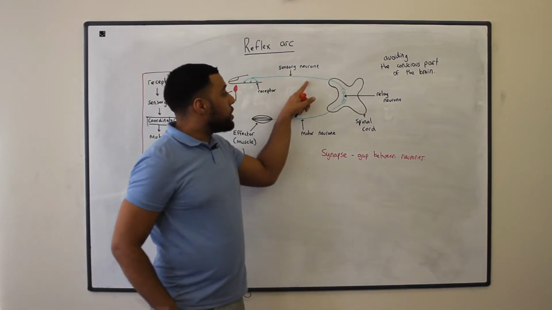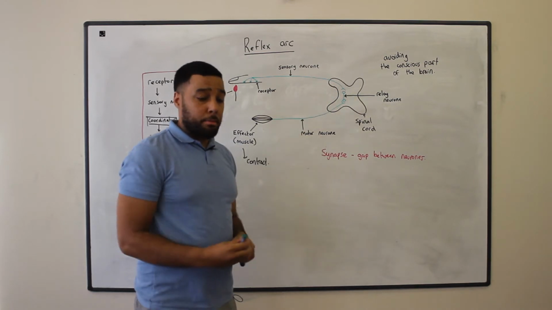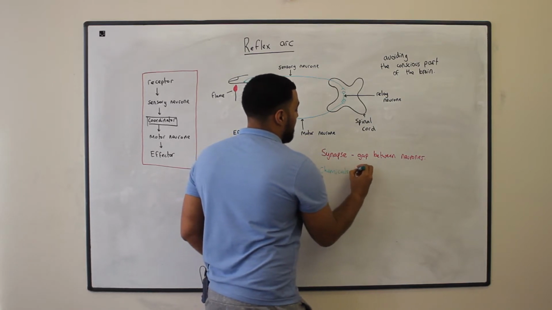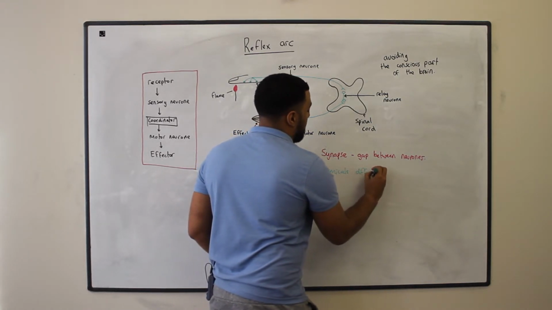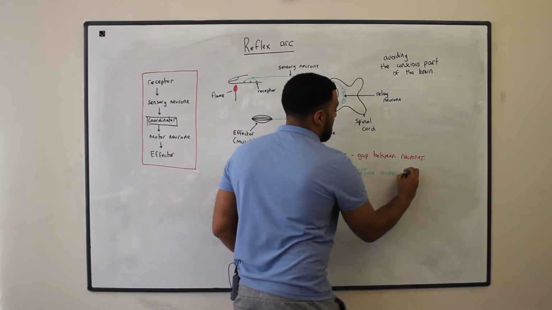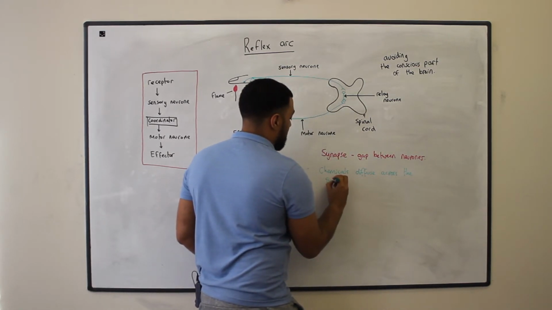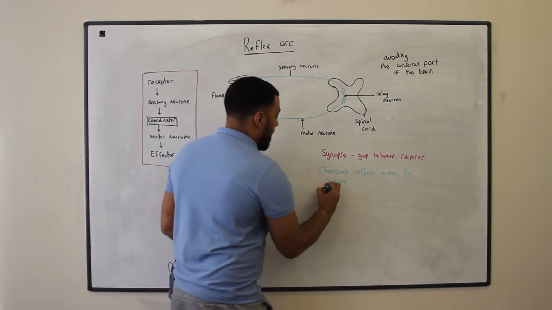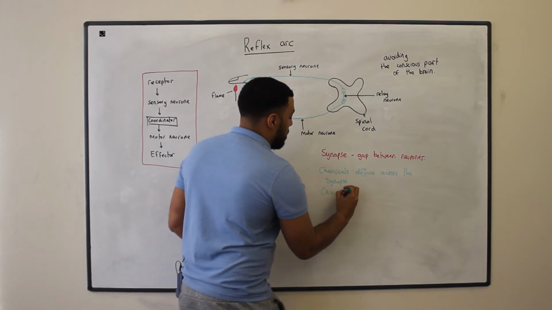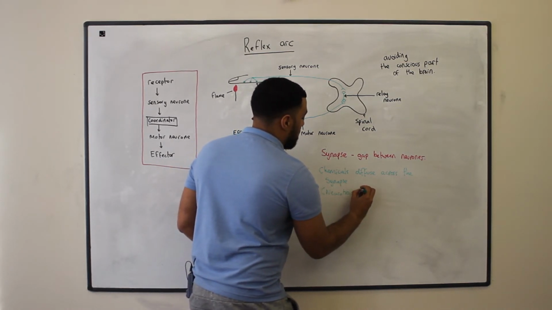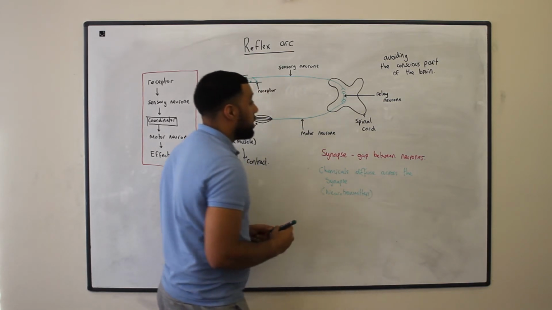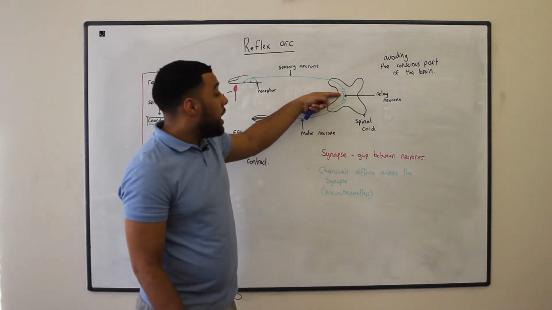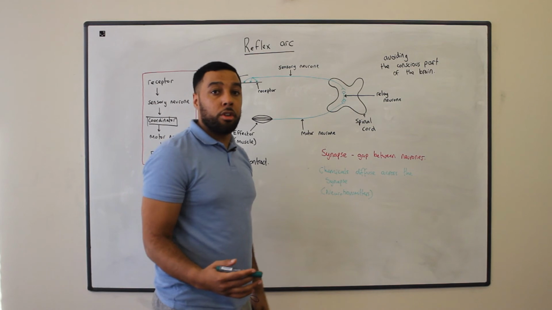Now, when the electrical impulse gets to the synapse, what happens is that chemicals diffuse across the synapse. These chemicals are sometimes referred to as neurotransmitters. When these chemicals diffuse across the synapse, they initiate an electrical impulse in the new neuron.